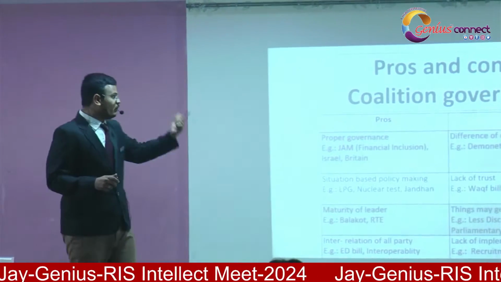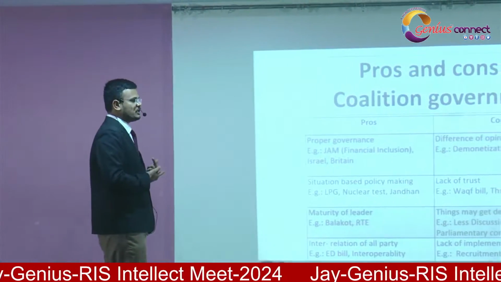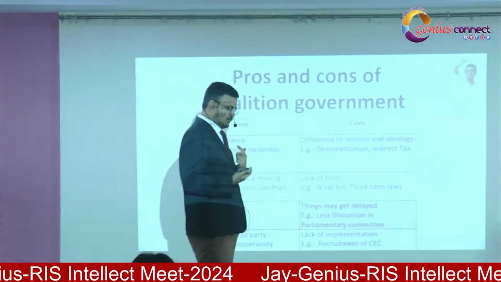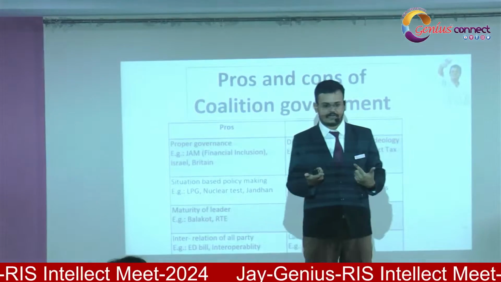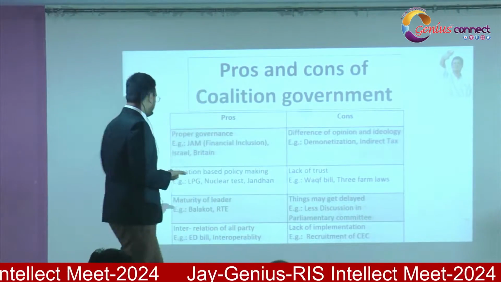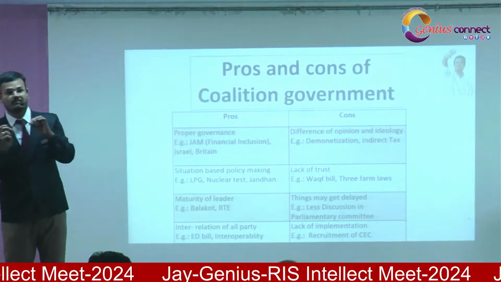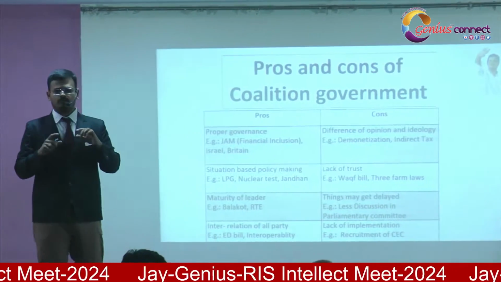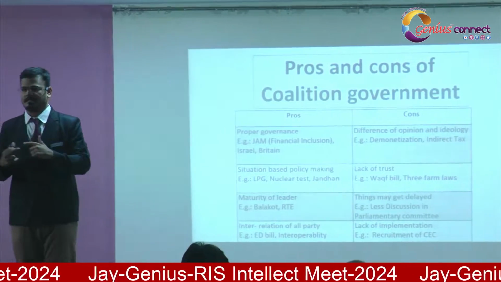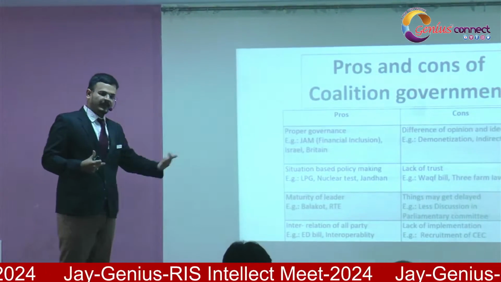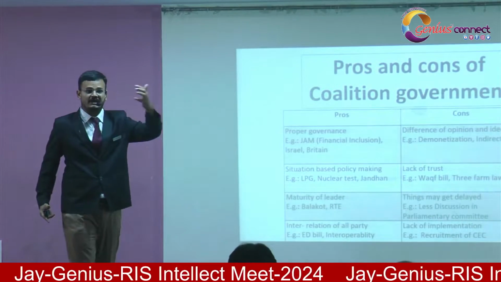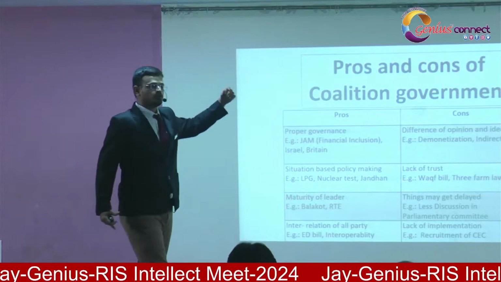What is the con? Difference of opinion and ideology leads to difference in decisions. The example of it is demonetization as well as the indirect tax which came into force in the form of GST. What is the pro again? It gave situation-based policy making. Whatever the situation and whatever the time, accordingly we have to decide things. The example is liberalization, privatization and globalization, which was needed in 1991. It means our economy was going through a crisis, so we needed to reform.